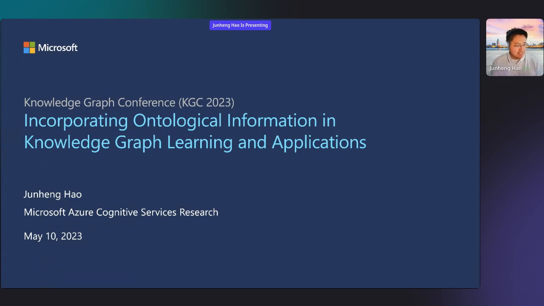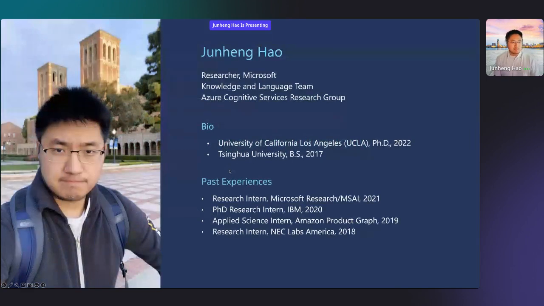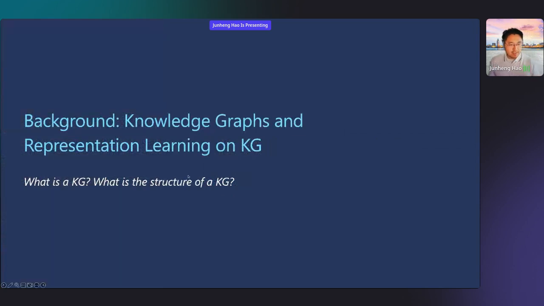Welcome to today's session, Incorporating Ontological Information in Knowledge Graph Learning and Applications. I'm Junheng from Microsoft, currently a researcher on the Knowledge and Language team in the Azure Cognitive Service Research Group. For today's talk, I will introduce mostly my thesis work from my PhD, more about the work I've done at UCLA.